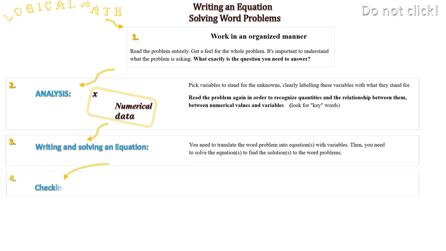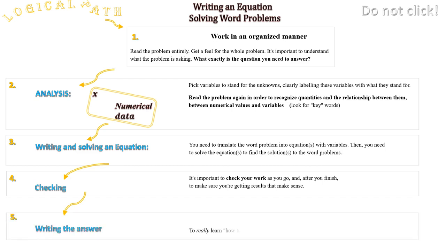It's important to check your work as you go, and after you finish, you make sure you are getting a result that makes sense. And finally, you are ready to write the answer. But please remember, to really learn how to do word problems, you have to practice more and more and more and more.